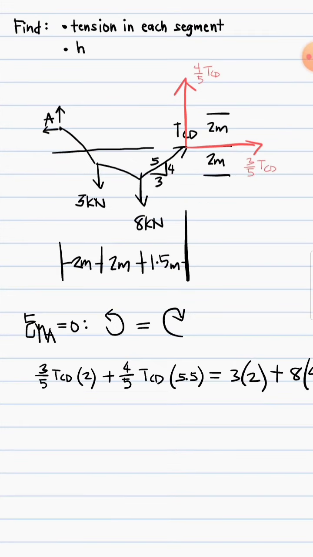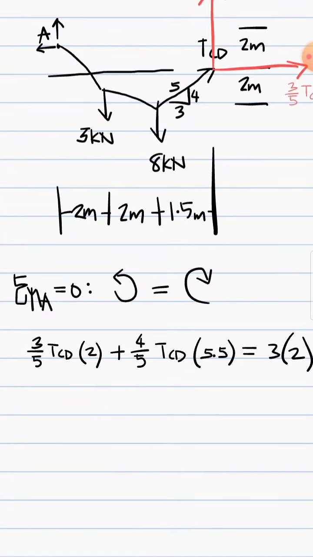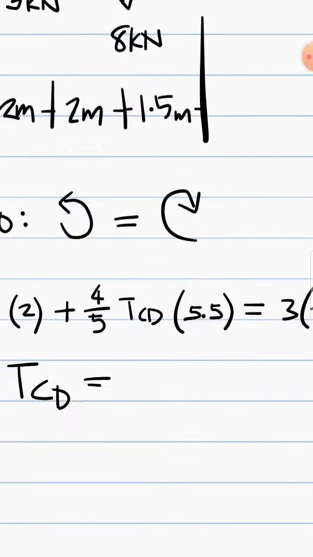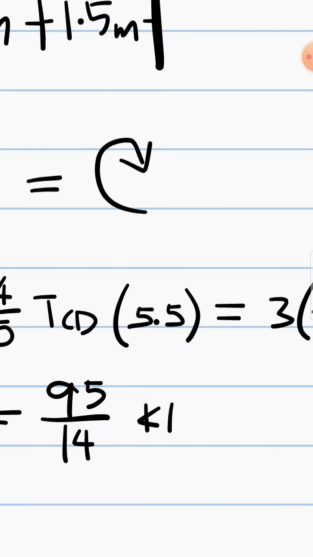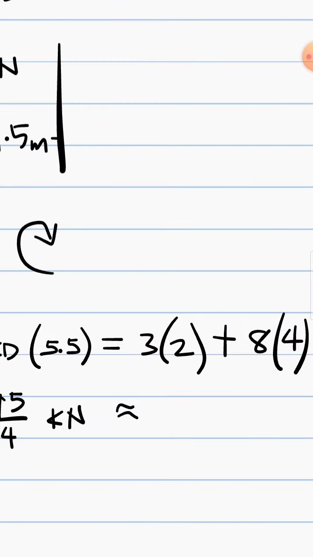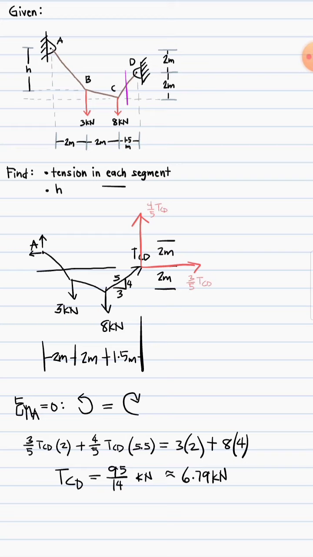So as you can see, our only unknown here is tension CD. So now if we solve that, we'll get tension CD is equal to 95/14 kilonewtons. So that's about 6.79 kN. So we're done with the first. So we only need BC, AB, and H.